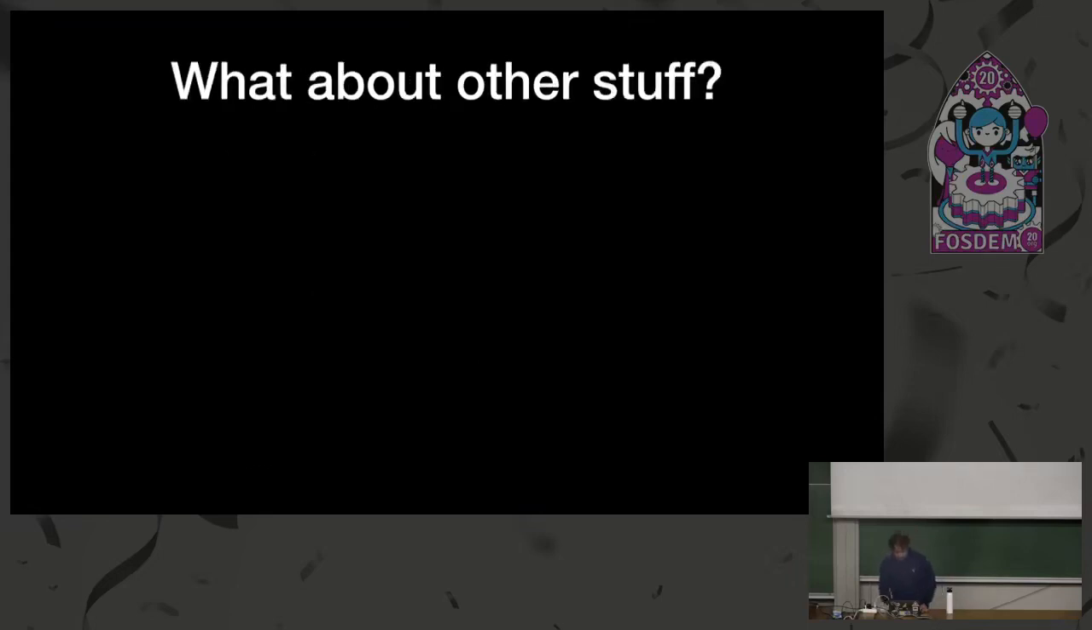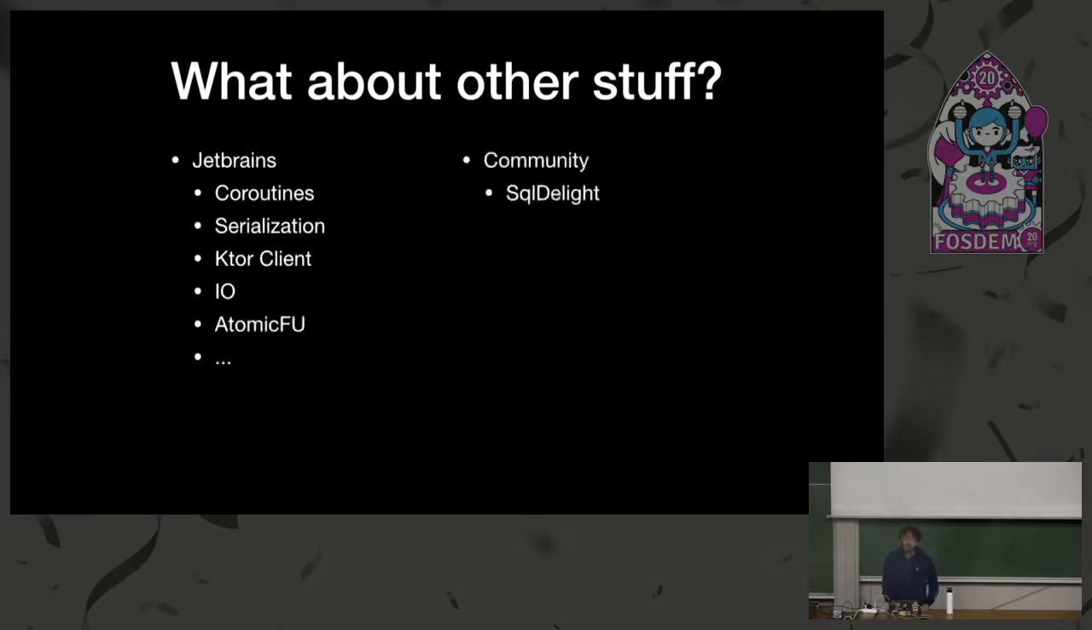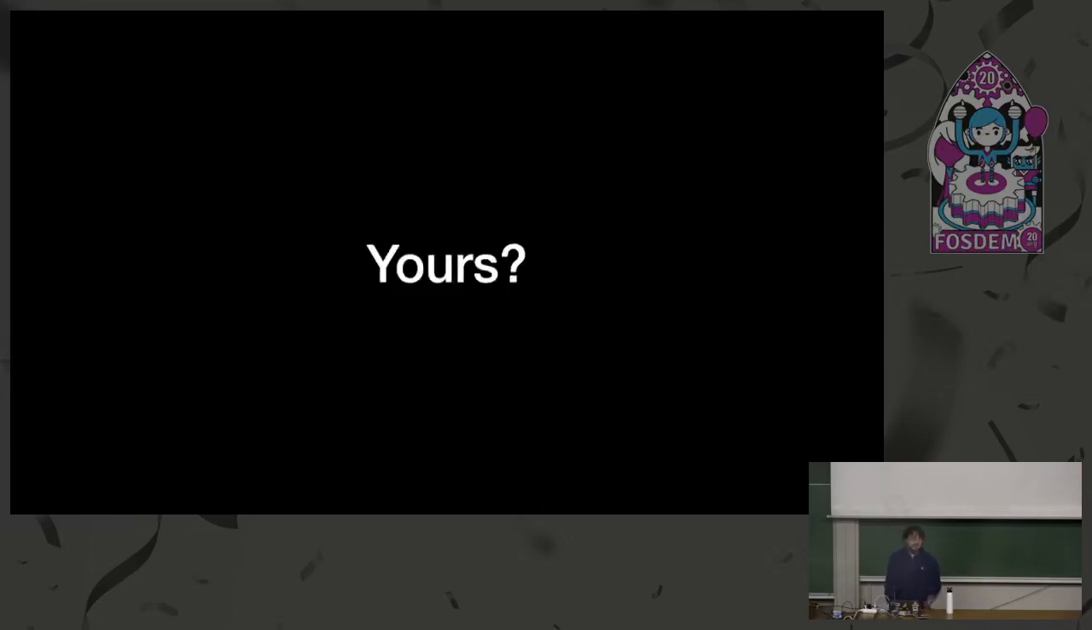So what other stuff is out there? Not going to go into much detail on these, but JetBrains has a bunch of libraries that they've been working on. These three big ones, coroutines, serialization and the Ktor client, essentially give you your default HTTP stack in Multiplatform, which is pretty useful. And then the community has been putting out some libraries. One of the notable ones is SQLite, which gives you SQLite access in your shared code. And there's a couple other community libraries there as well. And maybe at some point yours.